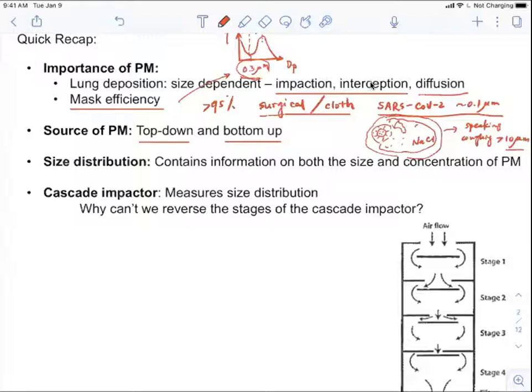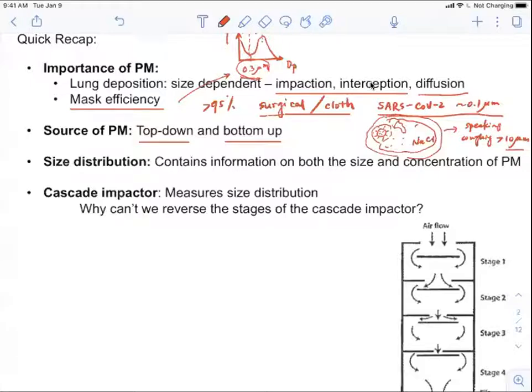For example, combustion processes, right? And then we can also have, let's say, engine emissions and so on. So then we talked about the important parameters of the aerosols. We mentioned that both the concentration and the size are very important, right?